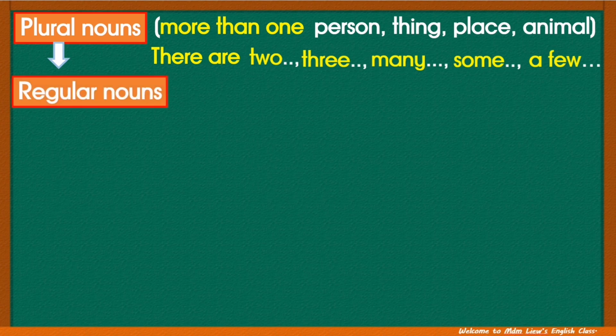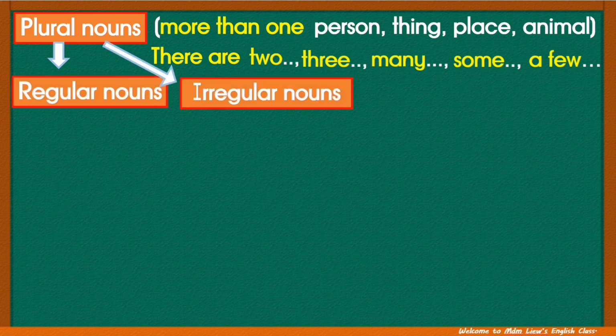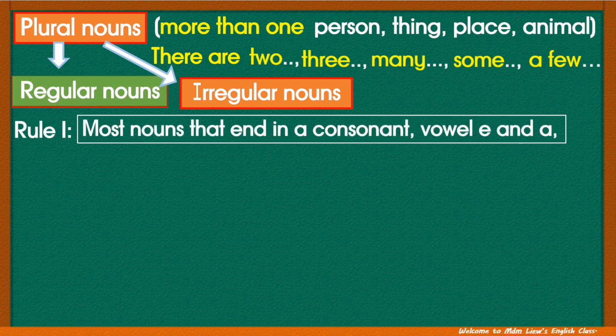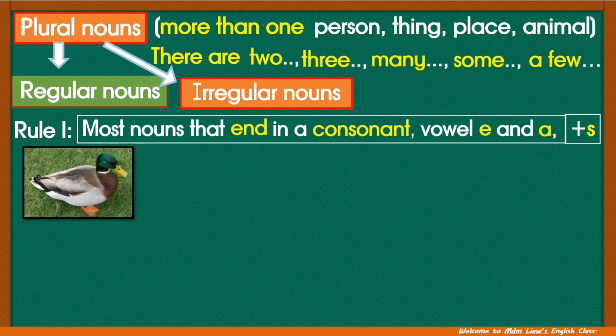There are both regular and irregular plural nouns. But in this lesson, let's focus on the regular nouns. Regular nouns follow some simple rules to change a singular noun to a plural noun. Let's look at the first rule. Most nouns that end in a consonant or a vowel E and A just add S to make the nouns plural.